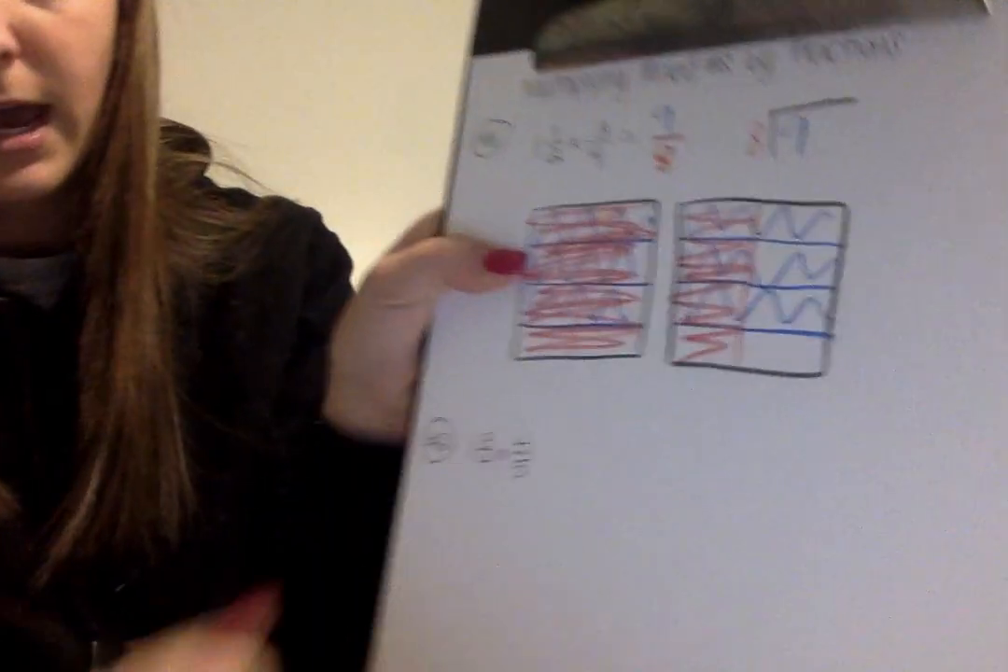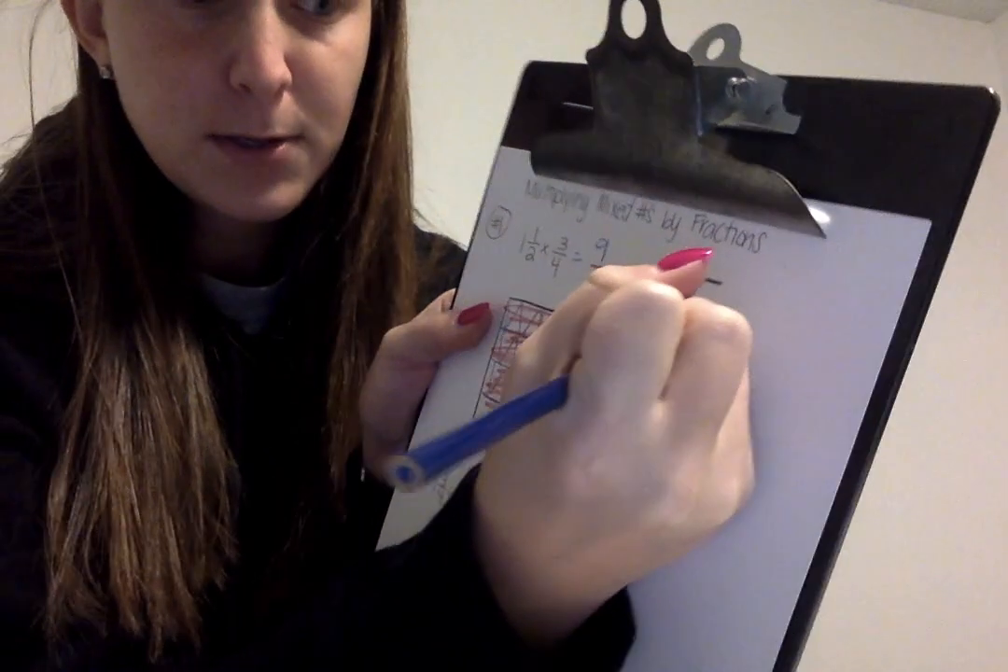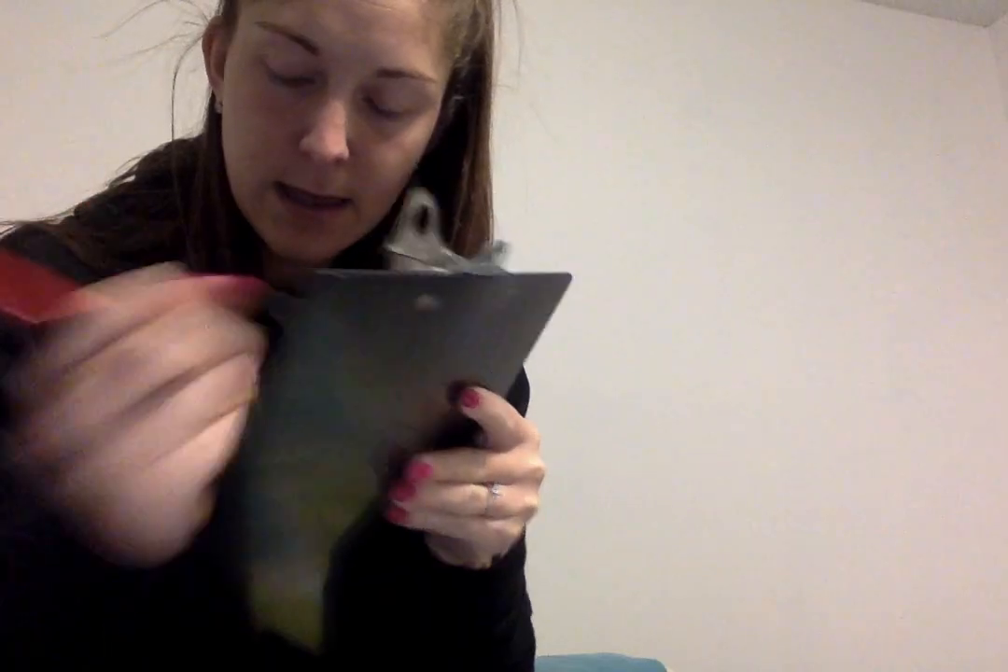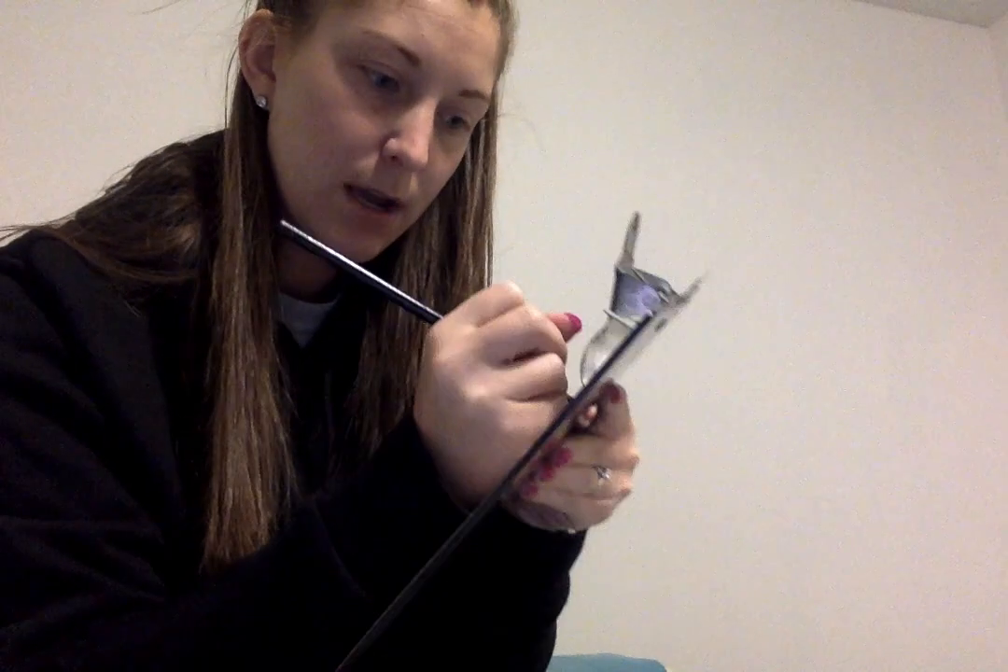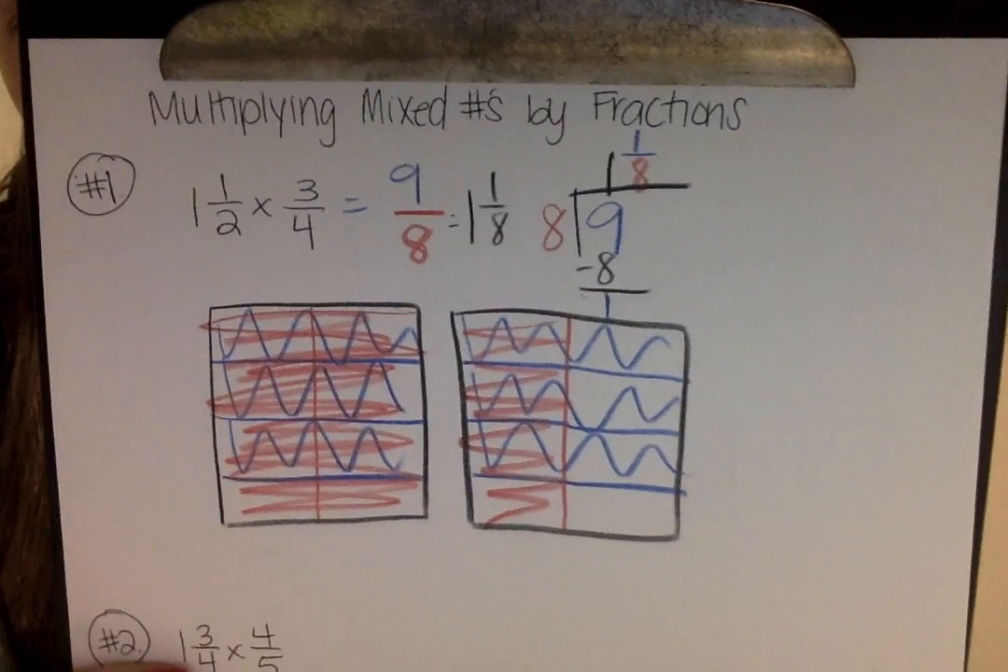I know that 8 can go into 9 one time. 1 times 8 is 8. 9 minus 8 is 1. So I've got to make my mixed number from here. I have 1 and 1/8. So 9/8 is the same thing as 1 and 1/8.